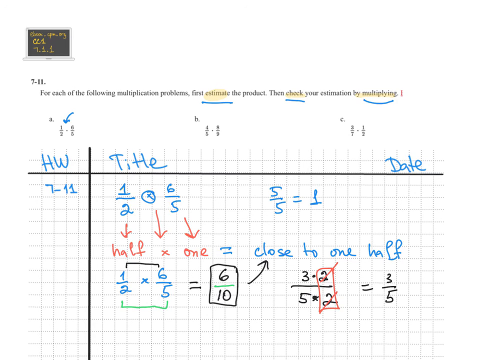Now go ahead and continue with example B and C on your own. I forgot to write in my notebook example A. Right now I would write 7-11 example B, and I would start.